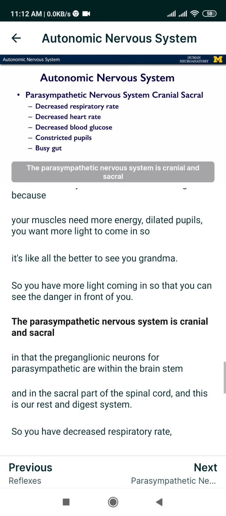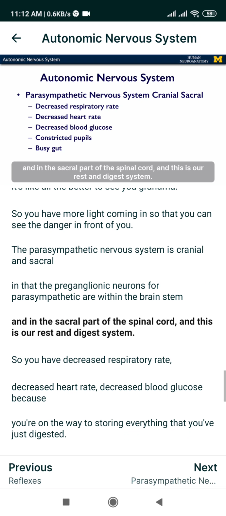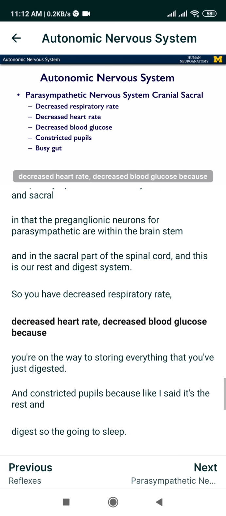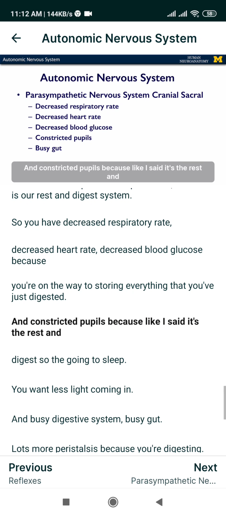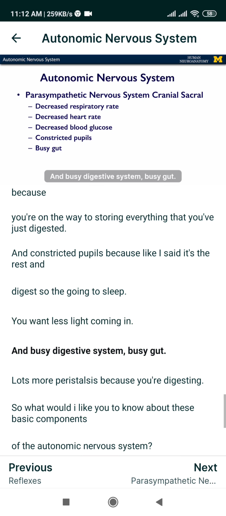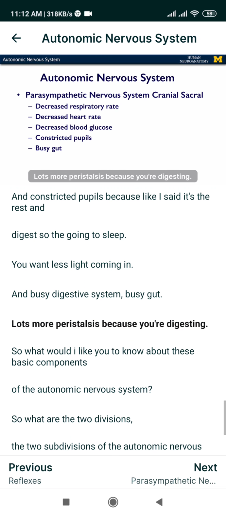The parasympathetic nervous system is cranial and sacral, in that the preganglionic neurons for the parasympathetics are within the brainstem and in the sacral part of the spinal cord. And this is our rest and digest system. So you have a decreased respiratory rate, decreased heart rate, decreased blood glucose because you're on the way to storing everything that you've just digested, and constricted pupils because, like I said, it's the rest and digest, so the going to sleep. You want less light coming in, and a busy digestive system, busy gut, lots more peristalsis because you're digesting.